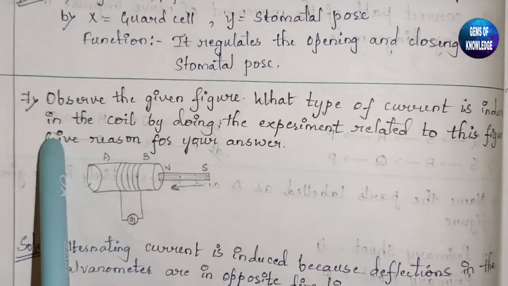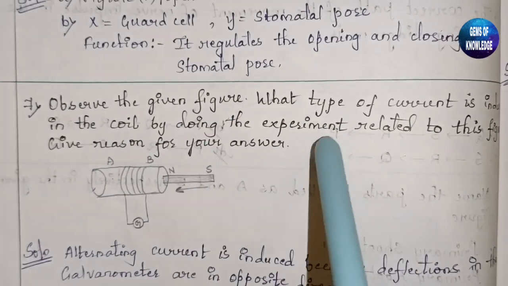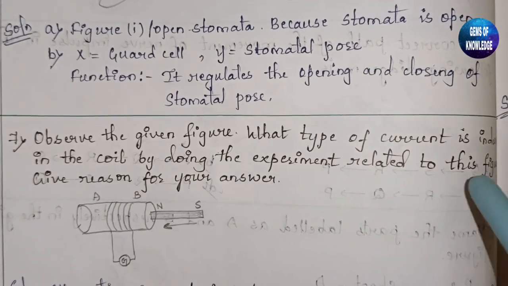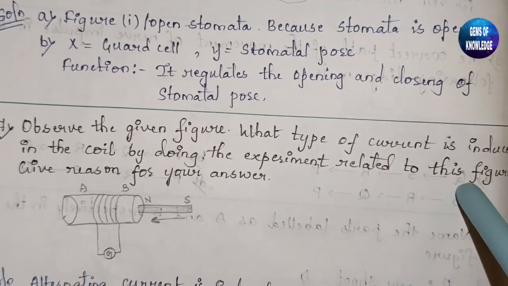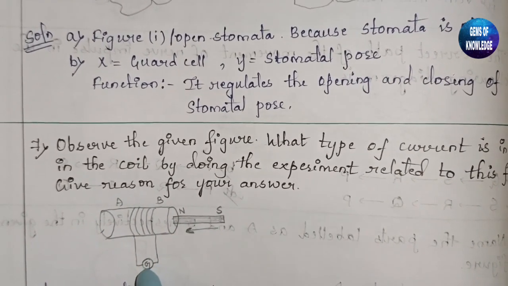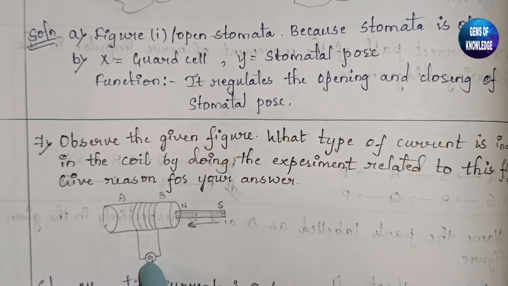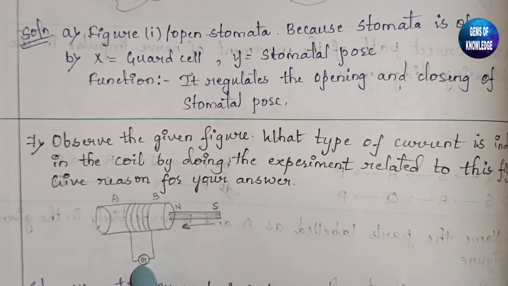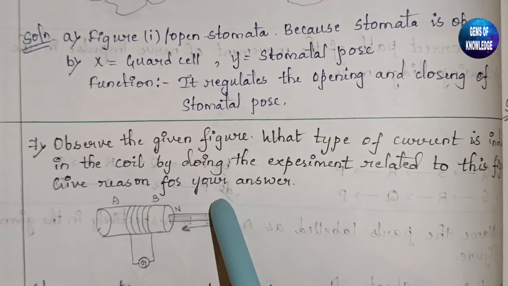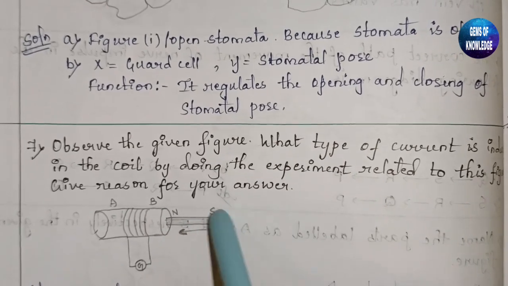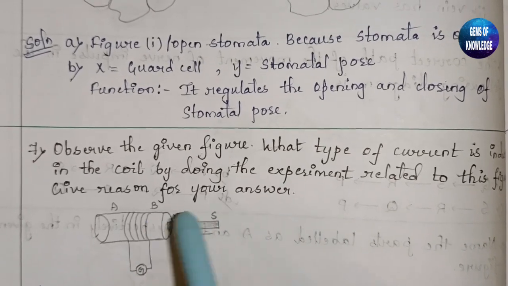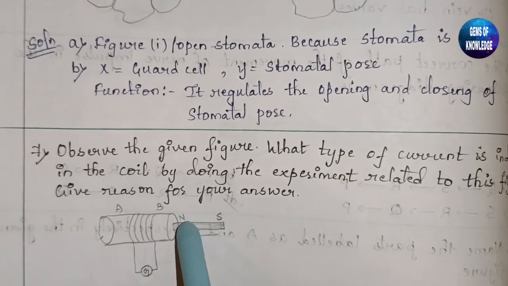Okay, so the next question: observe the given figure. What type of current is induced in the coil by doing the experiment related to this figure? Give reason for your answer. Here you can see the G mark, which suggests that a galvanometer is placed. These are the wires, and this is the north and south pole. It means a magnet is inserted inside. The experiment shows the inserting of the magnet.